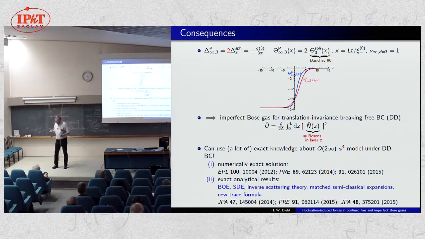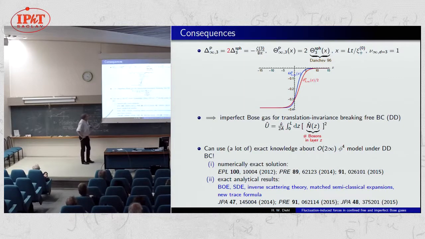Now, the connection with the n-component Bose model is nice because we can now ask ourselves, can we generalize the imperfect Bose model for the case of non-translational invariant boundary conditions like Dirichlet boundary condition? And one can do that, in fact, because we just have to look at the large n limit. What you get then is you have to use this potential energy, you just have to keep track of the z-dependence of the number operator.